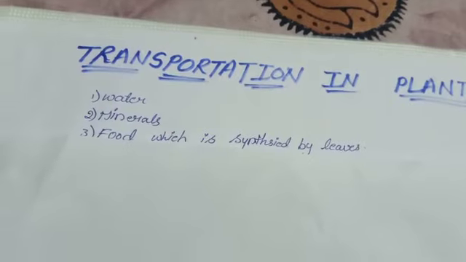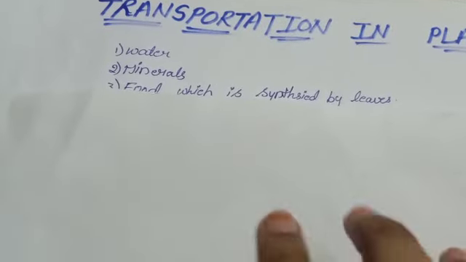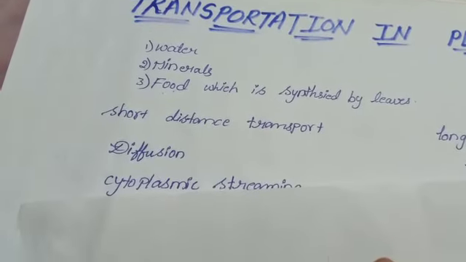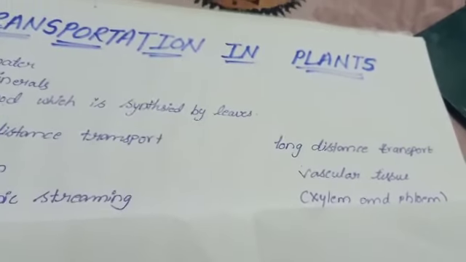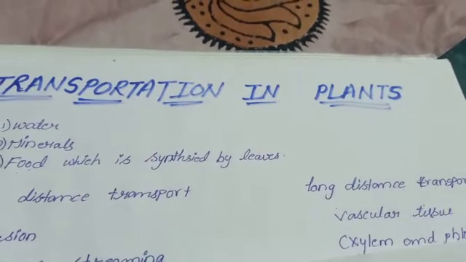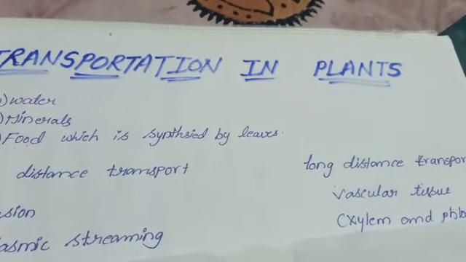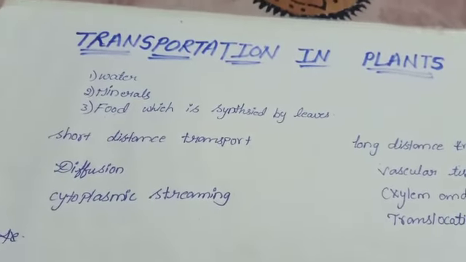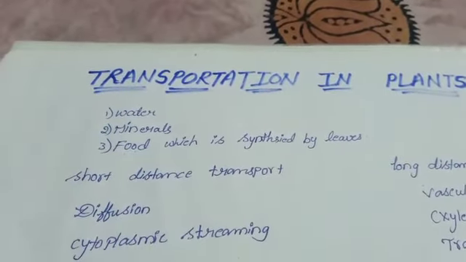There are two types of transportation: short distance transportation and long distance transportation. When coming to short distance transportation, there will be diffusion and cytoplasmic streaming. Long distance transport is when food, minerals, and water are transported over the longest distances. There will be vascular tissue, where the transportation takes place. Vascular tissue is where the xylem and phloem are, and this is known as translocation.